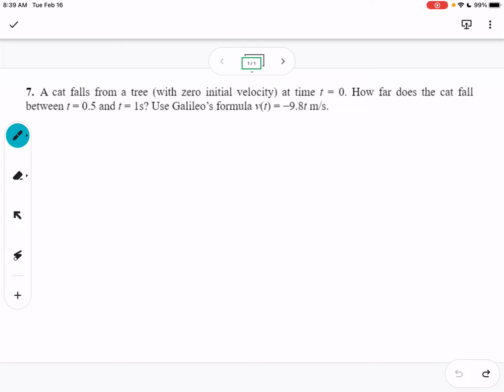Okay, guys, let's take a look at problem number 7 off of the 5-6 homework. And this is my first time trying to use Jamboard on my iPad, so we'll see how this goes. I apologize in advance for any clumsiness. So what's going on here?